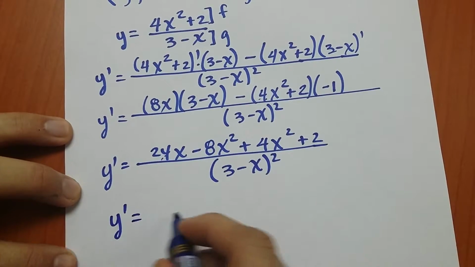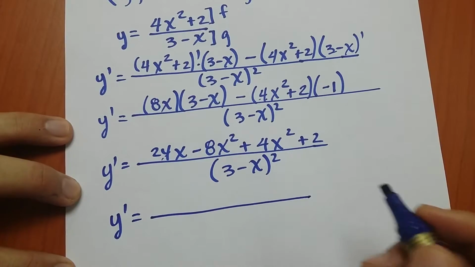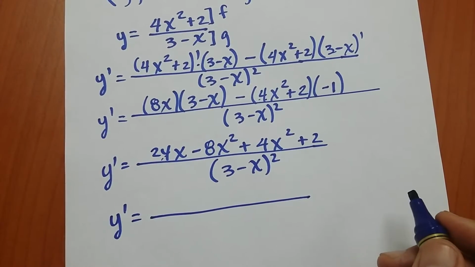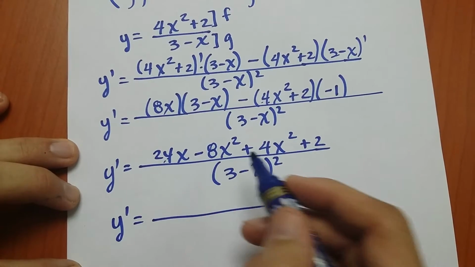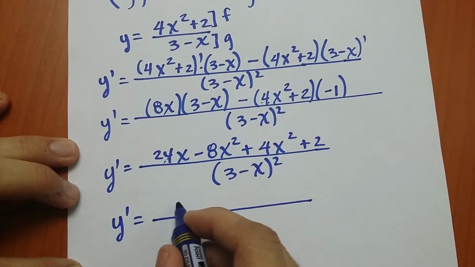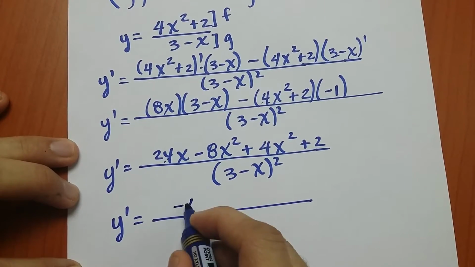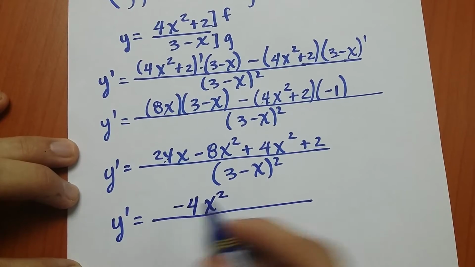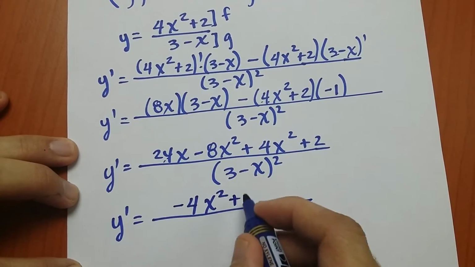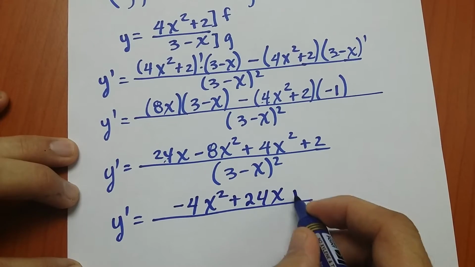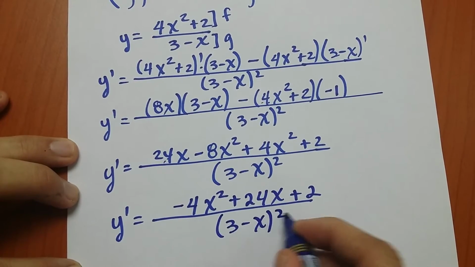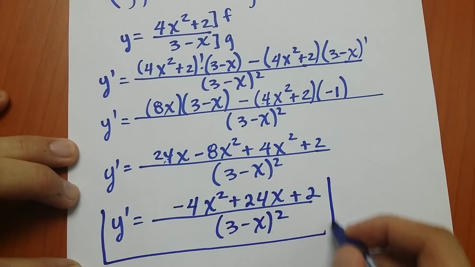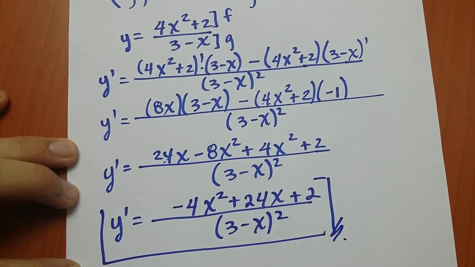Now we add the terms with the same order, so we have positive 4x squared and negative 8x squared, that gives us negative 4x squared. Then we continue with positive 24x plus 2 over (3 minus x) squared, and that is the answer to our problem.